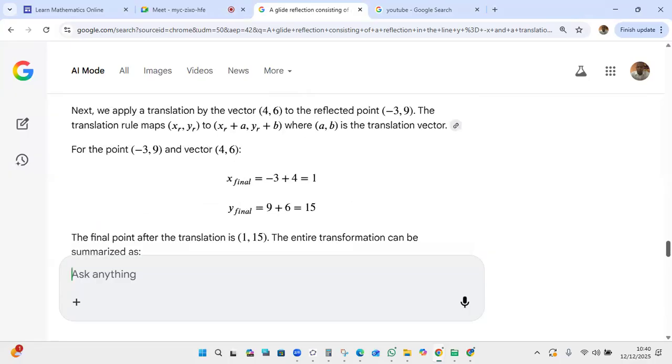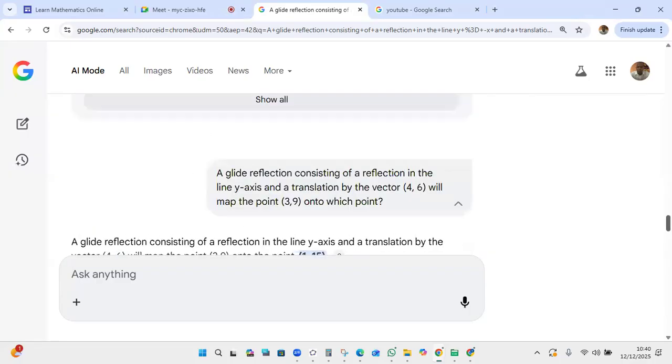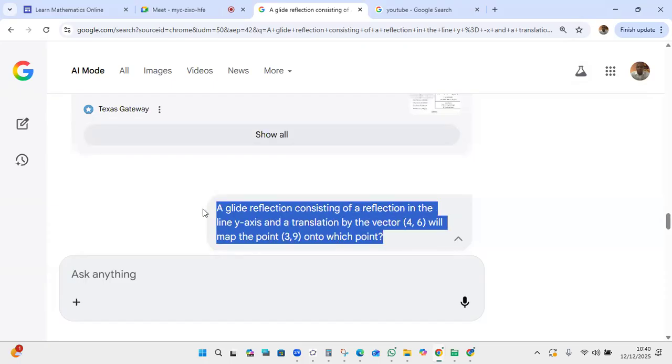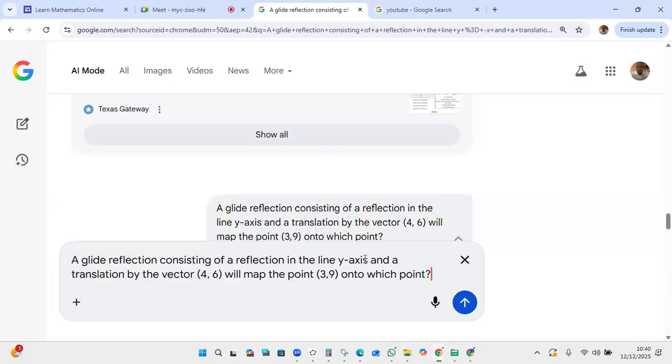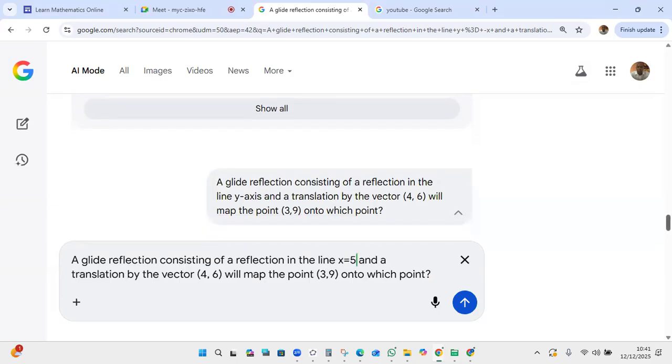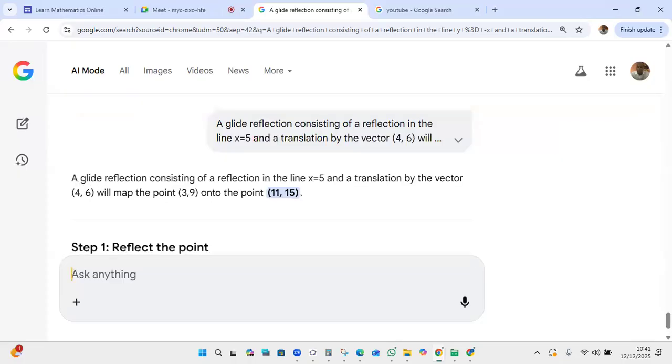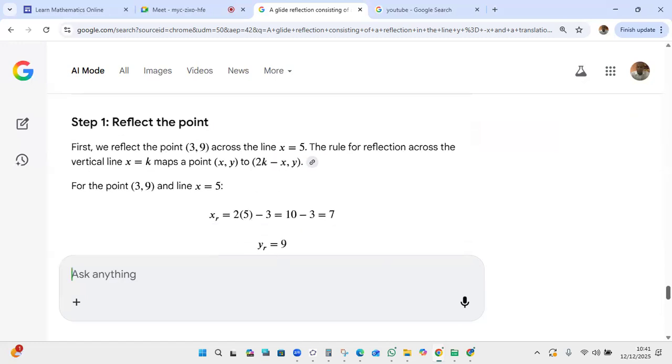So let's try another one where you have x equal to a number. Let's say x is equal to the same 5, for example. So x equal to 5 now is a vertical line. Okay, bear that in mind. So the y will remain the same, but the x now has to change. How will it change? Let us see. The final answer is 11,15. Let's see how this was obtained.